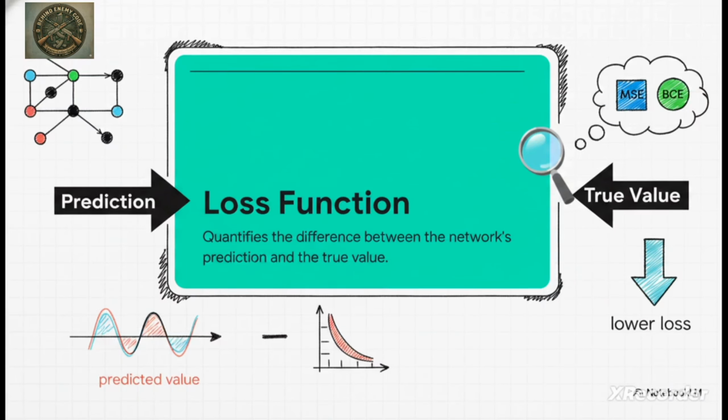So let's zero in on Step 2 for a second. When the network outputs a prediction, it compares it against the true value using a loss function. For regression, this might be mean squared error. For binary classification, maybe binary cross-entropy. The absolutely crucial takeaway here is that minimizing this calculated loss is the fundamental objective of the entire training process. Simply put, the lower the loss, the smarter the network.